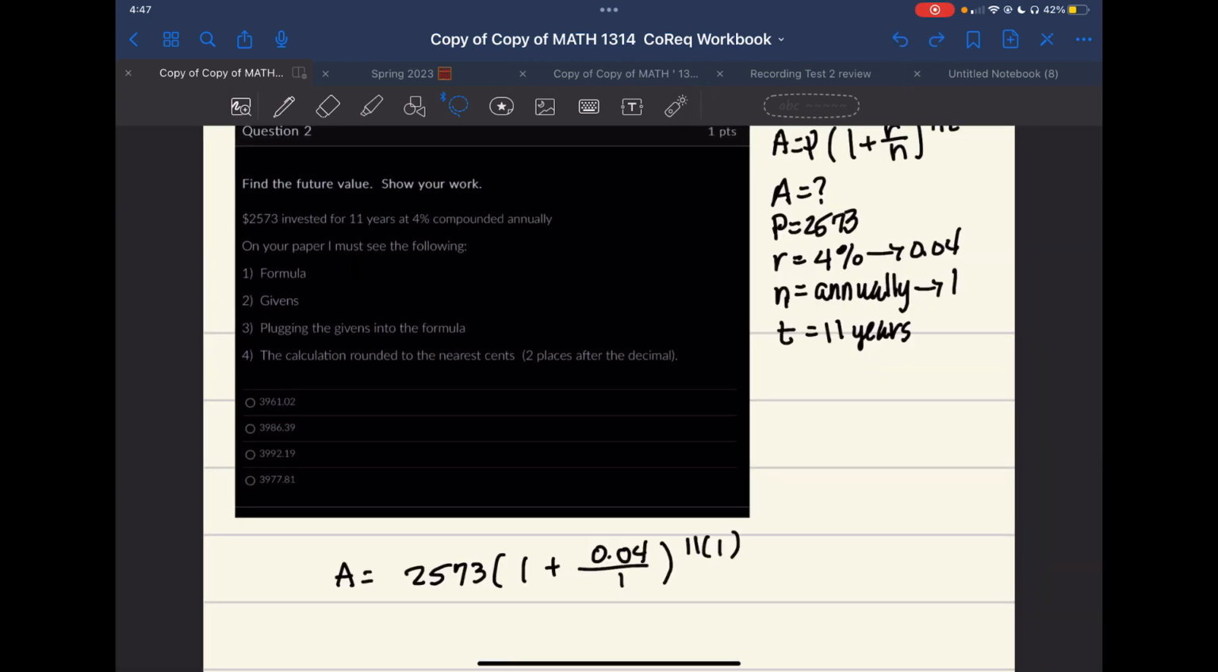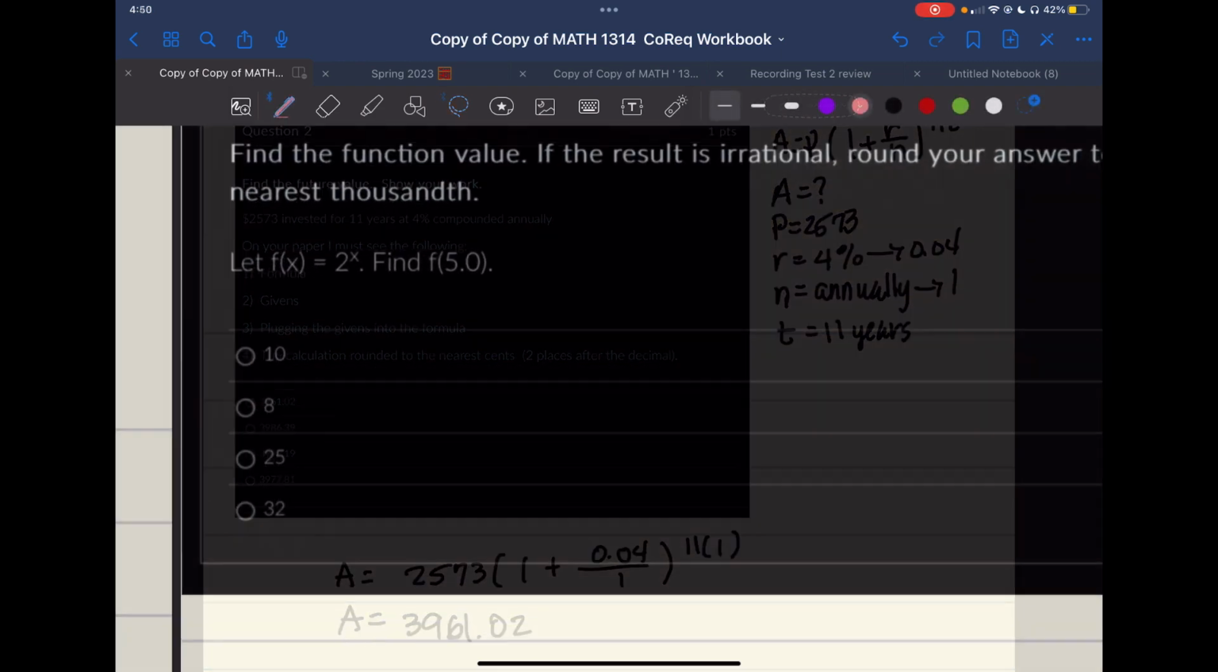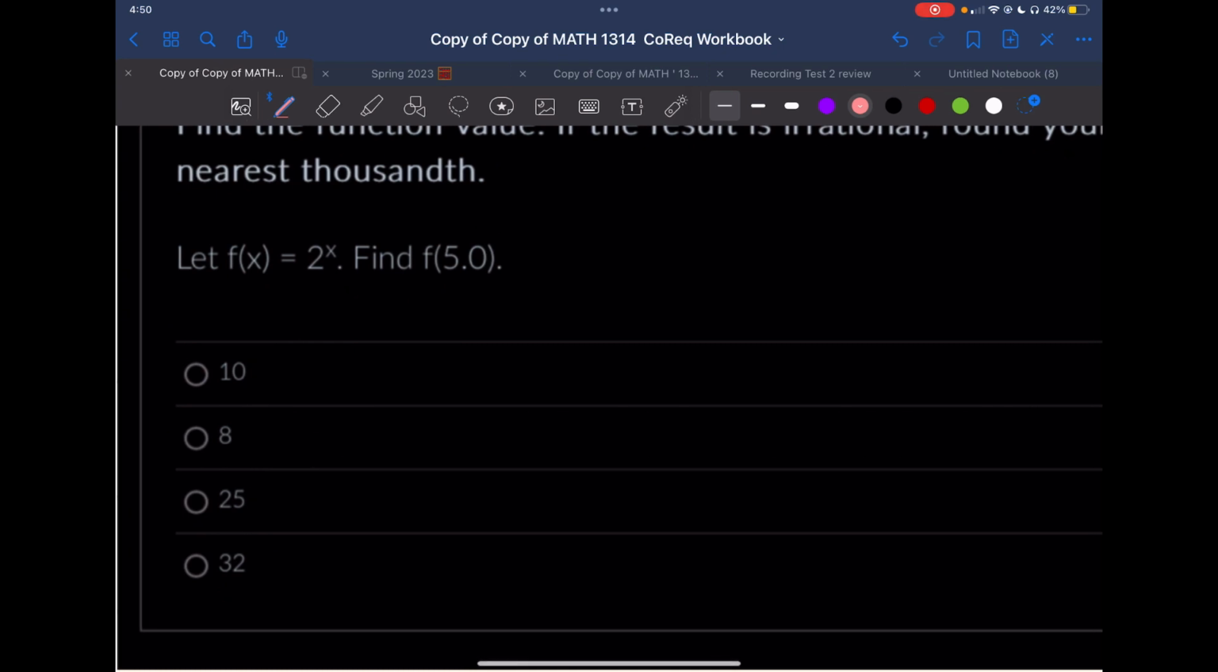So when we set this up, it's going to be A equals 2573 times one plus the rate over the times compounded, and then that base is raised to 11 times one as an exponent, and then you get A equals $3,961.02. It says let f of x equal 2 to the x, and it's asking you to find f of 5.0. So you're saying that x equals 5.0.